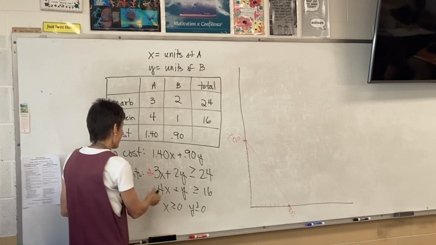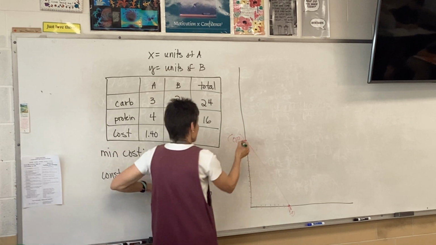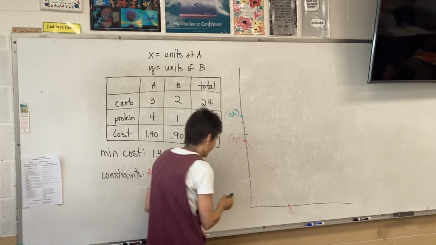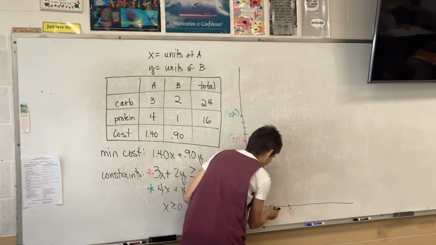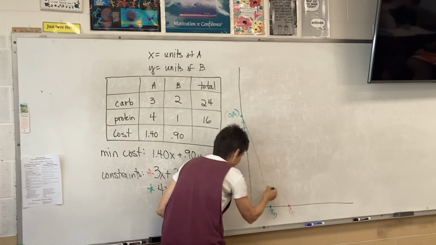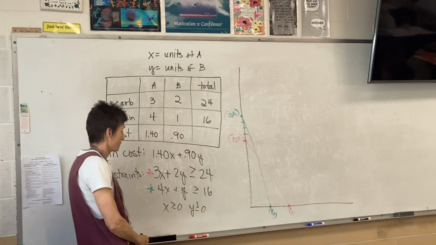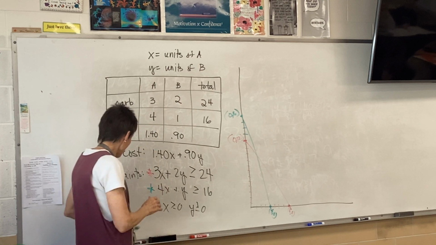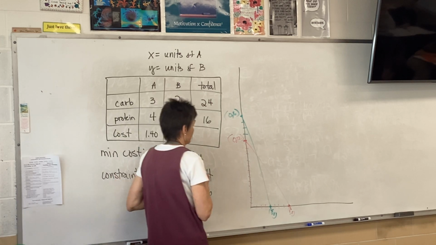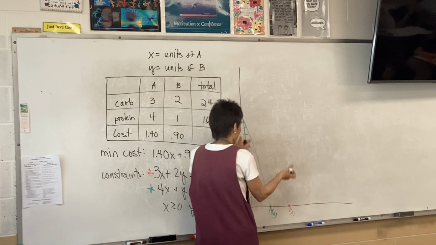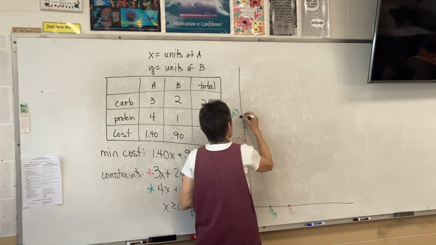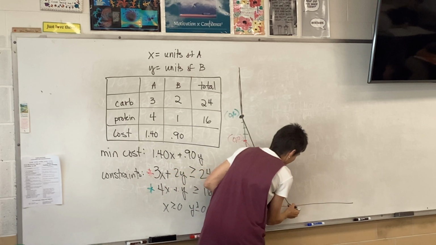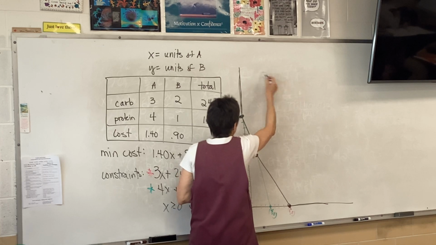All right, now this one, same thing. Y is 16. And X is 4. Shaded out. So the area that is shaded above green and above red would be this area right here. Would everybody agree with that?